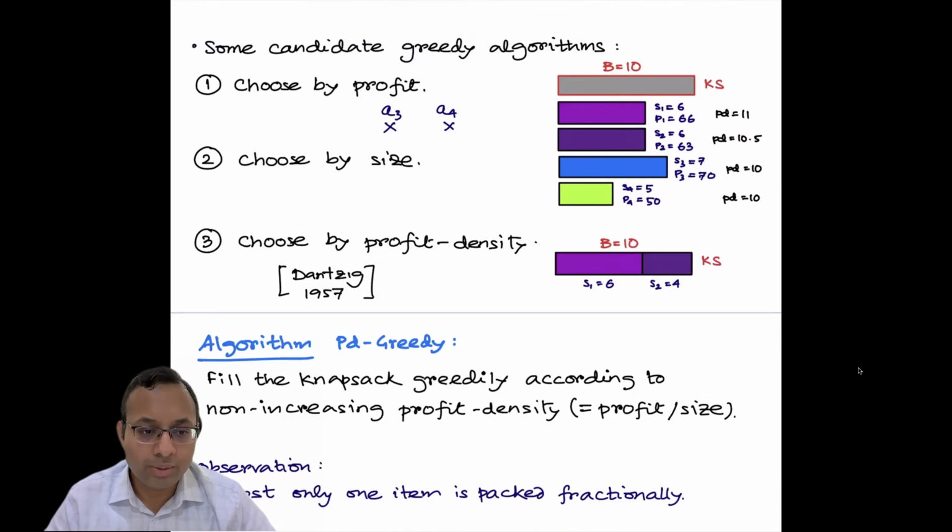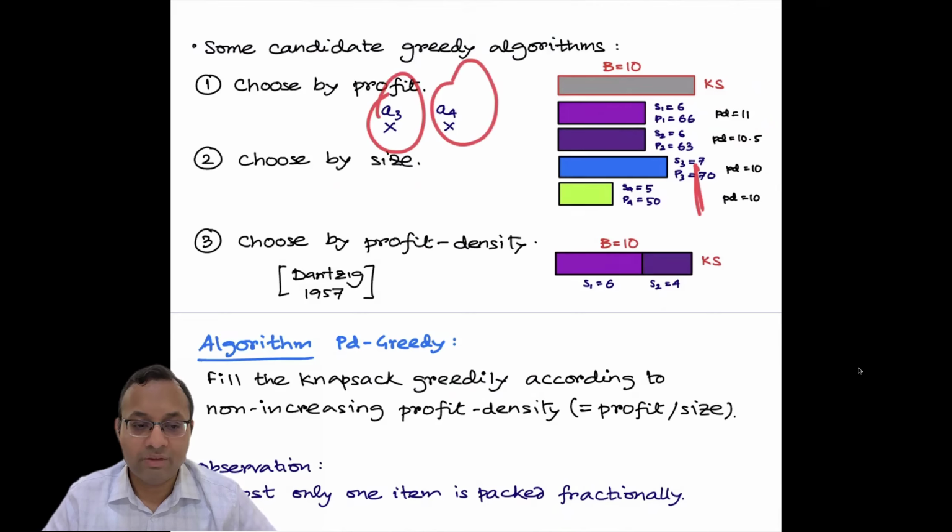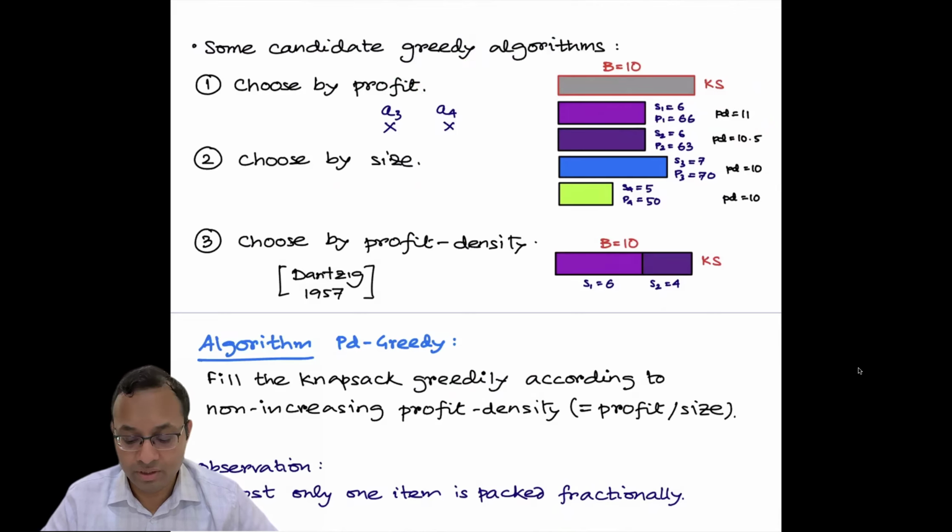Okay, I guess you have thought about some greedy strategies. Maybe you can think, okay, I will take the maximum profit item, then the second maximum profit item, and so on. So based on profit, sorted in increasing or decreasing order, same with size, in increasing or decreasing order. But we'll see none of this works. For example, whichever way you sort by size or profit, you get either A3 or A4, because A3 and A4 have the maximum size, maximum profit, minimum size, minimum profit in this case. But this is not the optimal solution.